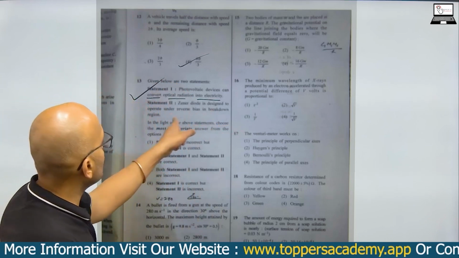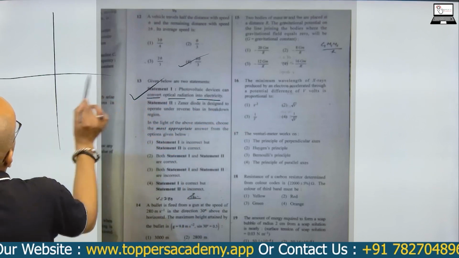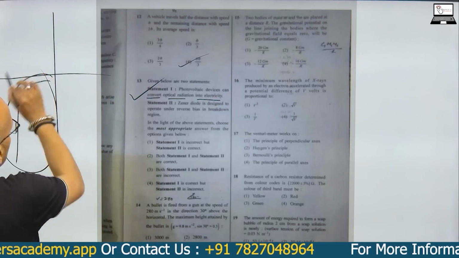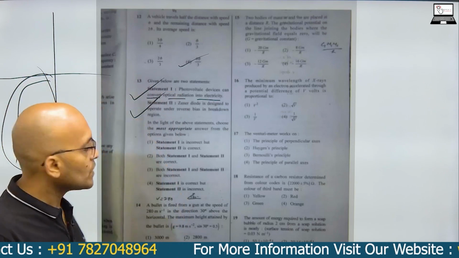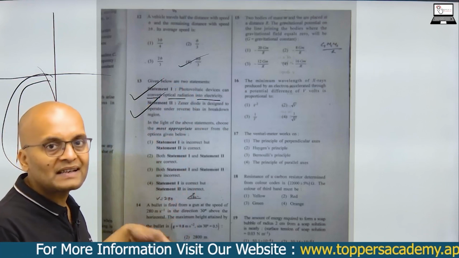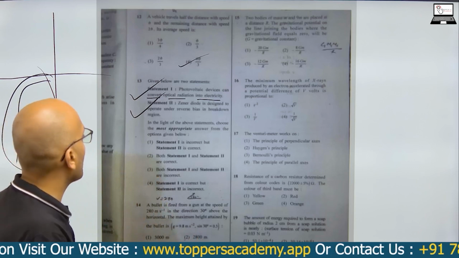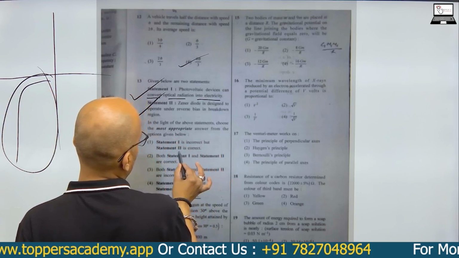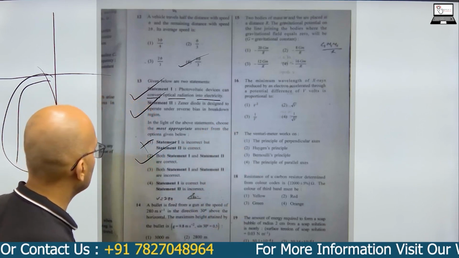Statement 2, Zener diode is designed to operate under reverse biased breakdown. Do you remember this graph of Zener diode? It operates under reverse breakdown condition, obviously. So this statement is correct too. But these 2 statements are not interrelated. The second statement is not the reason for the first statement, but individually both these statements are correct. So we have to choose the option. Statement 1 is incorrect, wrong. Both statement 1 and 2 are correct, absolutely correct. Fine.